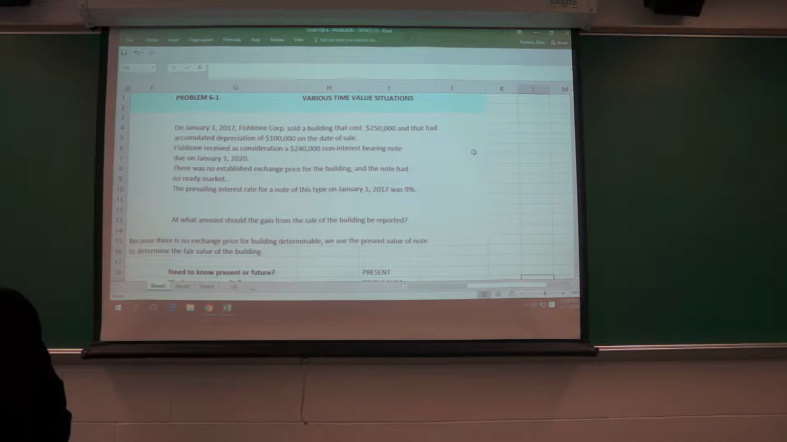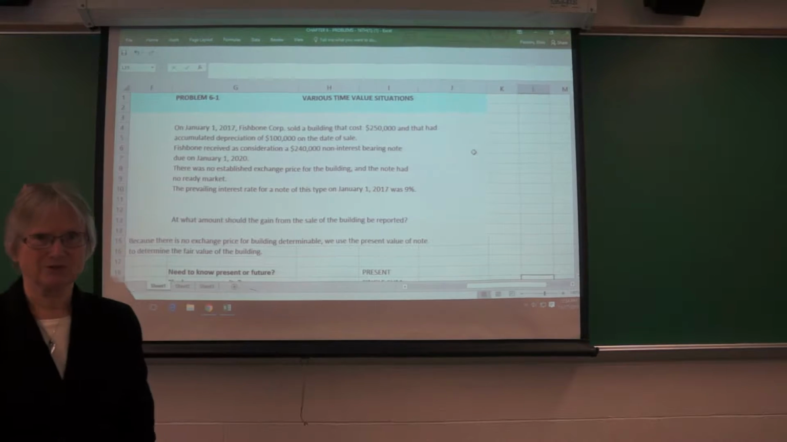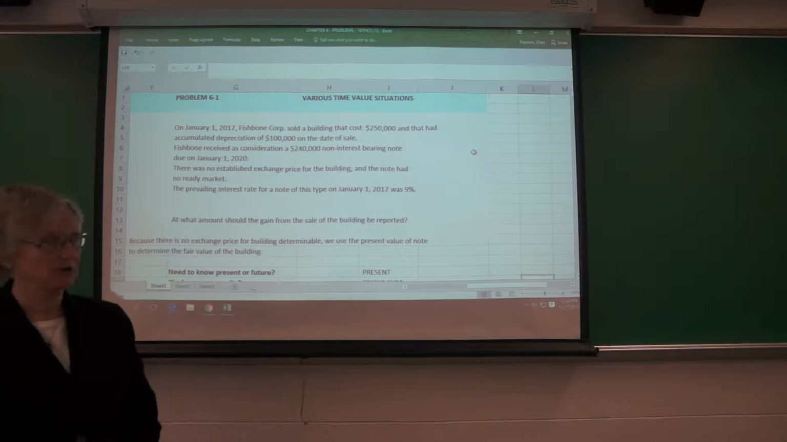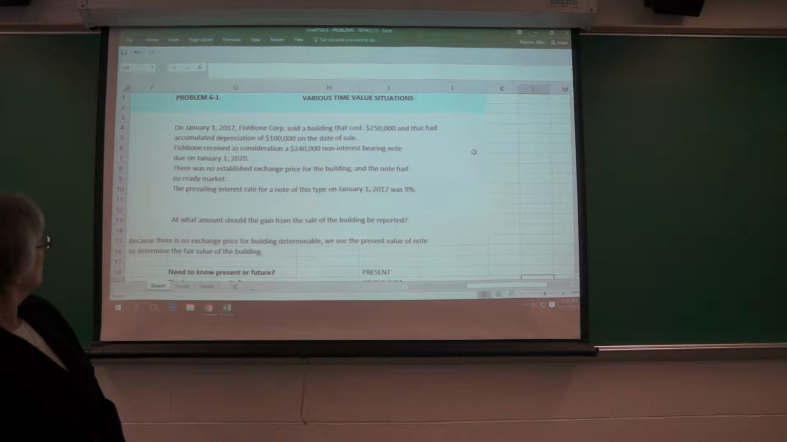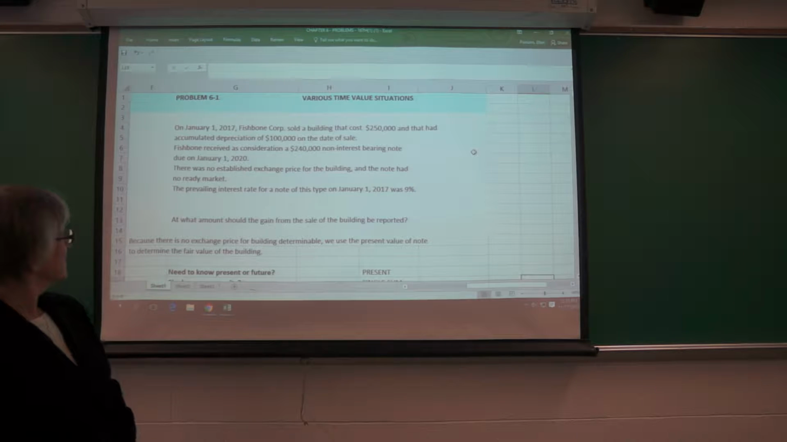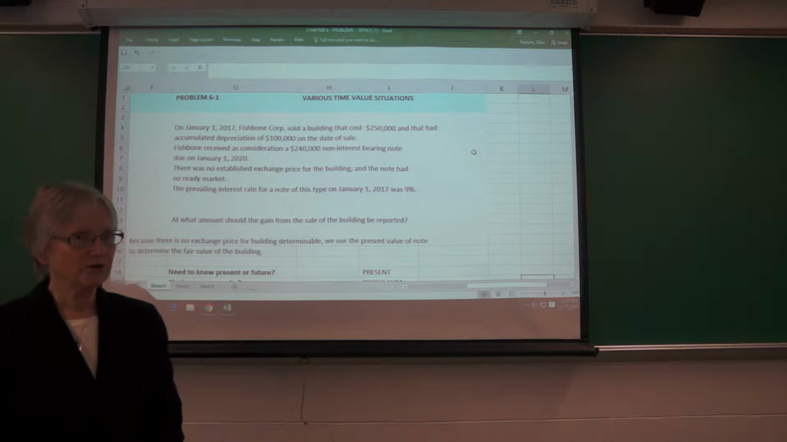And they received as consideration a $240 non-interest-bearing note. Now we all know that non-interest-bearing means that the note does have interest. It just doesn't tell you it has interest. Okay, that's the first thing we have to be aware of. No way to price the building in the market, and the note was not a marketable note. So we have to use the prevailing interest rate on the note, which was 9%. So they're asking what amount the gain should be reported at.